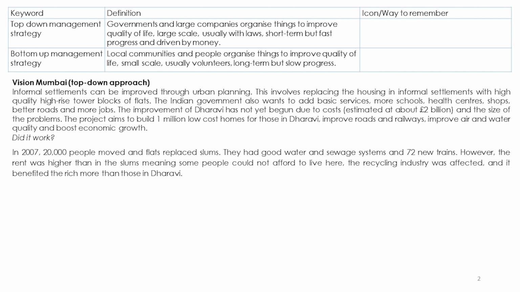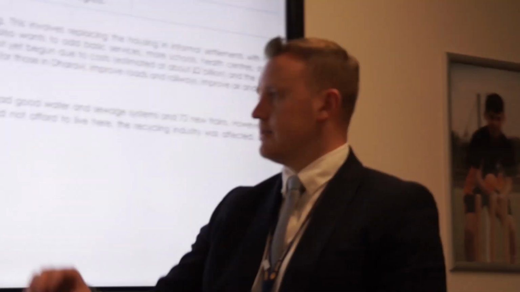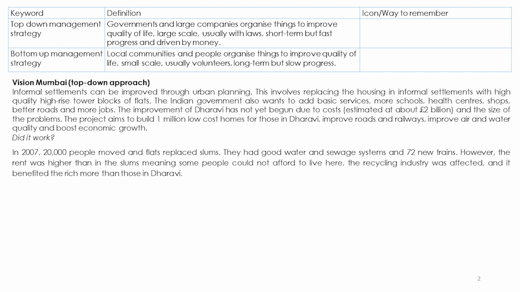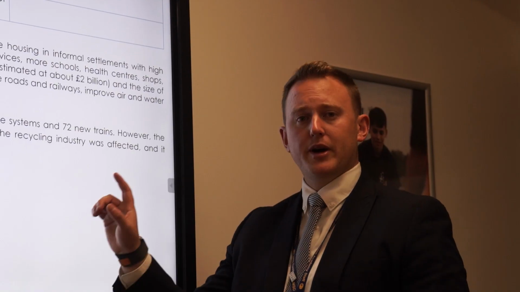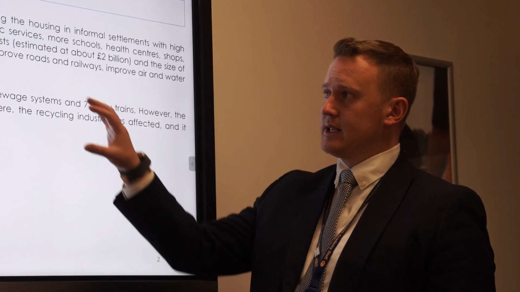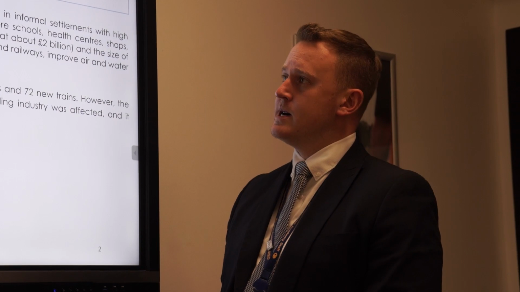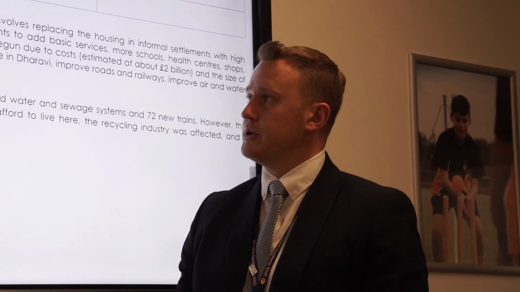There was good water and good sewage systems, and there were 72 new trains that were helping to improve the quality of life. However, the rent was higher than in the slums, meaning some people could not afford to live there. The recycling industry was affected, and it benefited the rich more than those in Dharavi. The other thing to mention on there is that out of approximately 1 million people living in the Dharavi slum, it only managed to benefit 20,000 people. We need to be using that information to think about what are the positives and what are the negatives of Vision Mumbai.